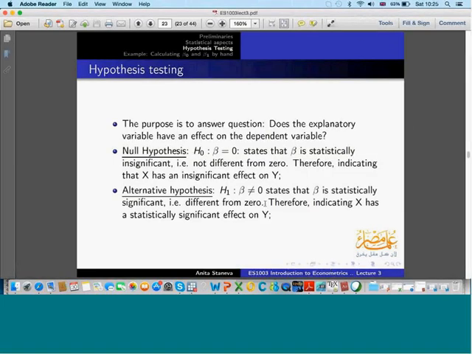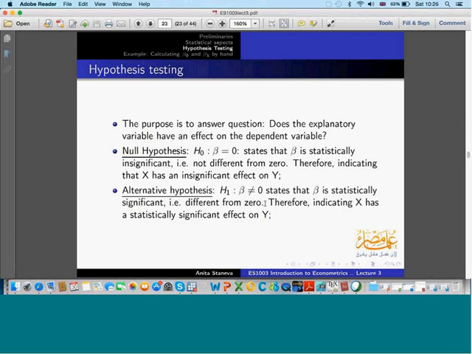So to determine this, we test the hypothesis. We define the null hypothesis and alternative hypothesis. The null hypothesis, which defines beta equal to 0, states that beta is statistically insignificant or not different from 0. Therefore, it indicates that x, our explanatory variable, has an insignificant effect on y.